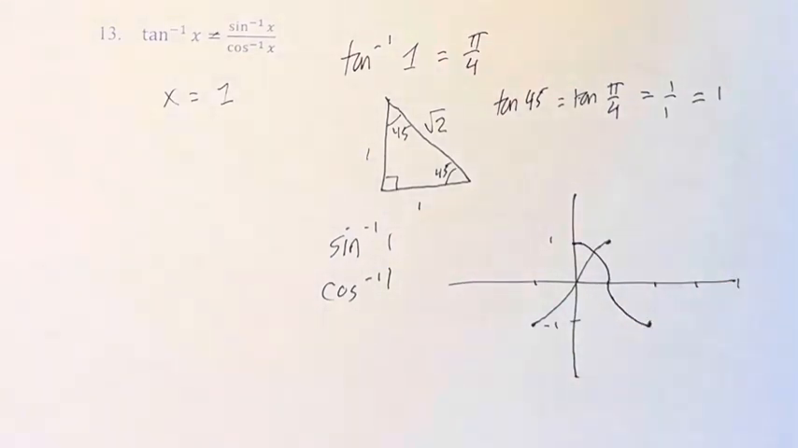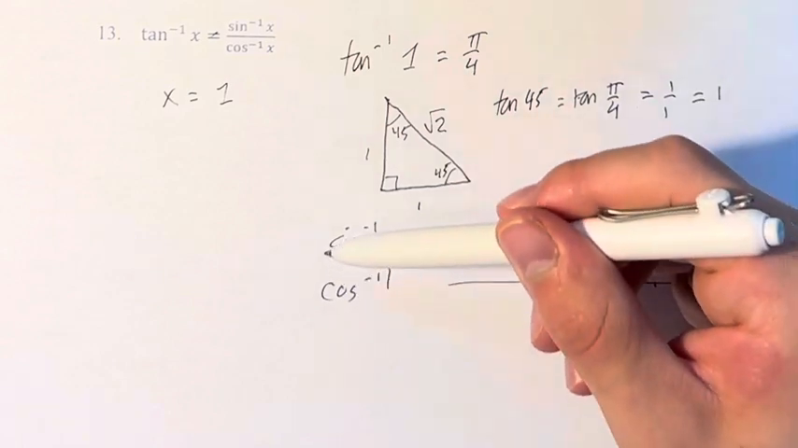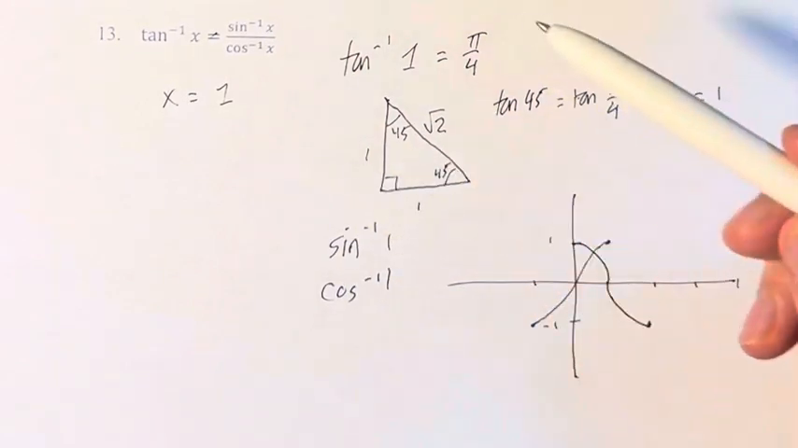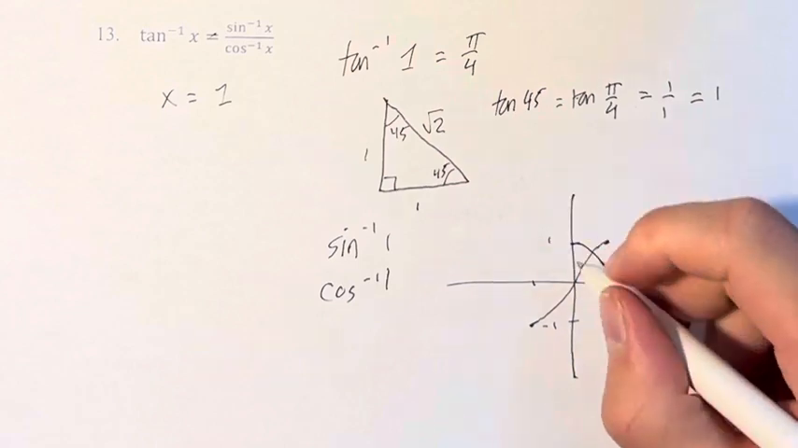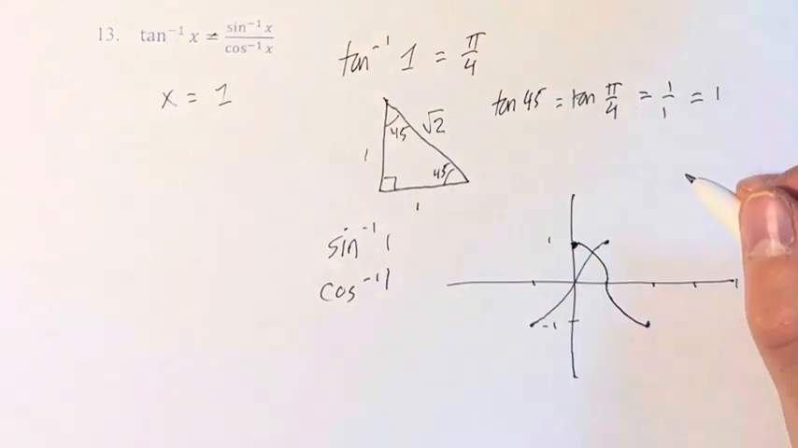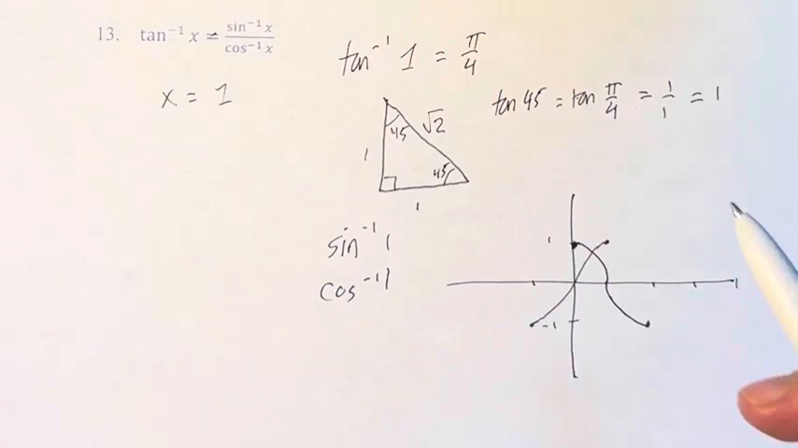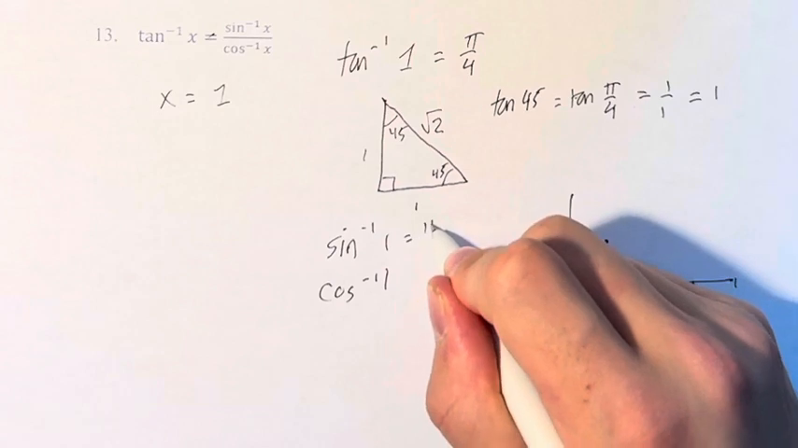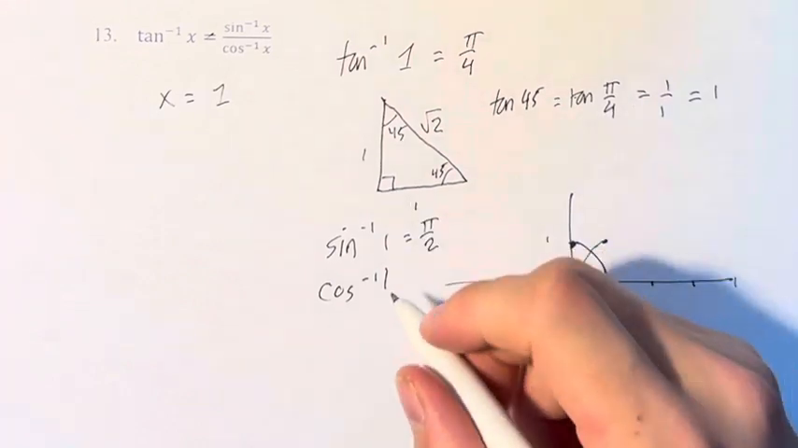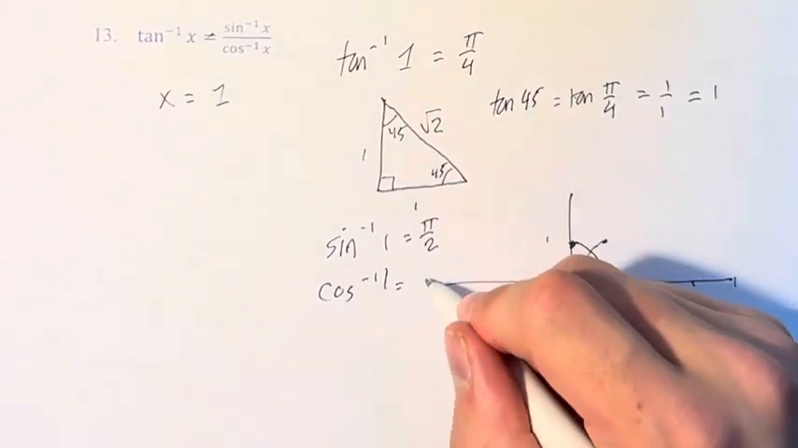So you're restricted to these values and say, okay, for what value of x is sine equal to 1? We can see right here that this occurs at, this is the sine function, occurs at pi over 2. What value does it happen for cosine? At x equals 0.